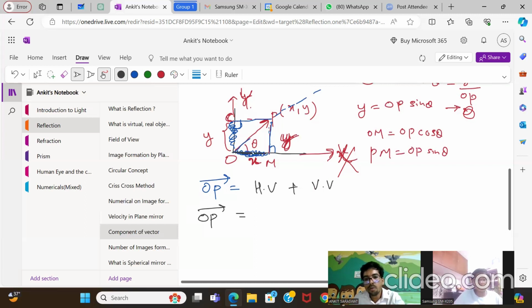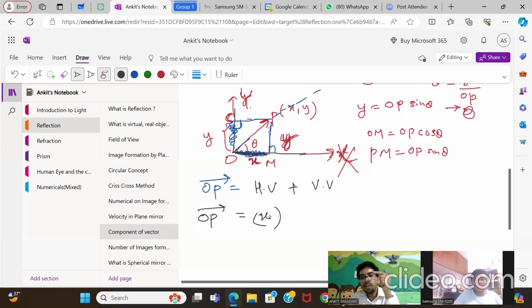So the horizontal portion, the magnitude is how much? OM, that is x. Clear? Now direction. If this OP vector is moving in this direction, then one shadow will move in this direction on the x-axis, and on the y-axis it will go in this direction. Are you able to imagine?